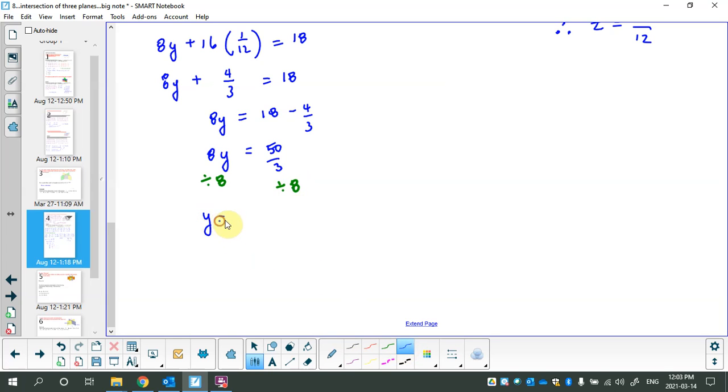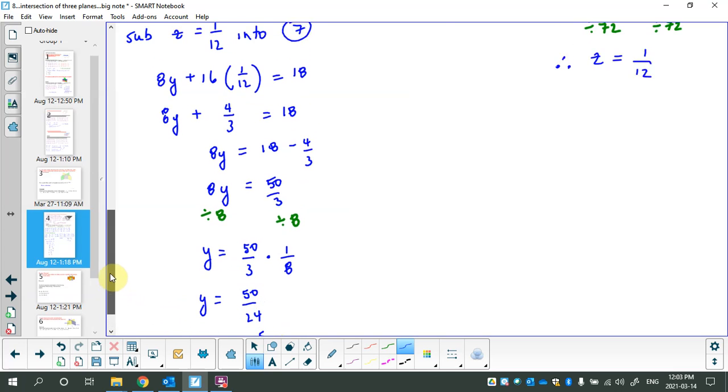I've got y equals 50 over 3 divided by 8, so times 1 over 8. So that's 50 over 24 divided by 2, divided by 2. So there is my y coordinate.